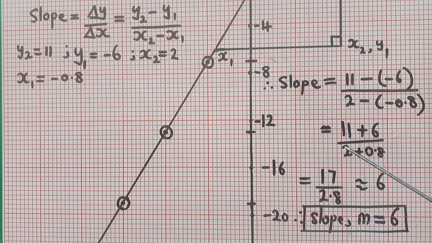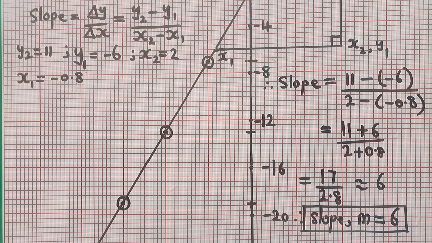11 plus 6 is equal to 17. 2 plus 0.8 is 2.8. If you divide 17 by 2.8, it gives you approximately 6. Almost accurately, 6 is what it is going to give to you. Therefore, the slope of this graph is equal to 6. So far, we have known the value of m.